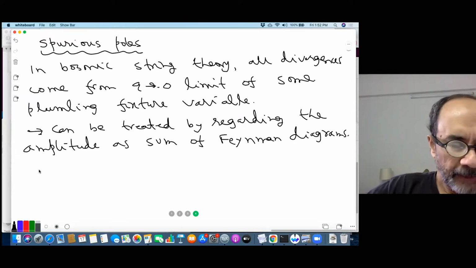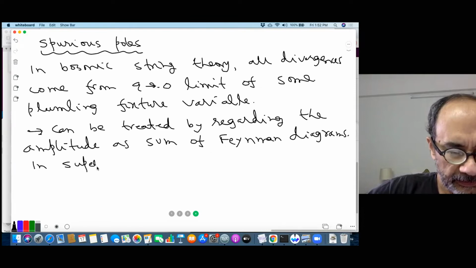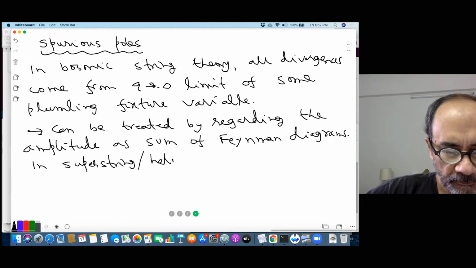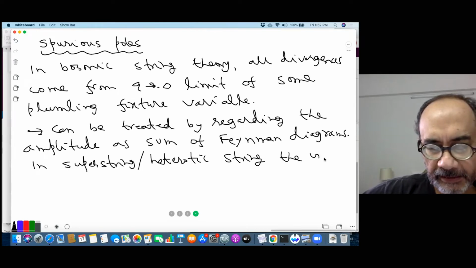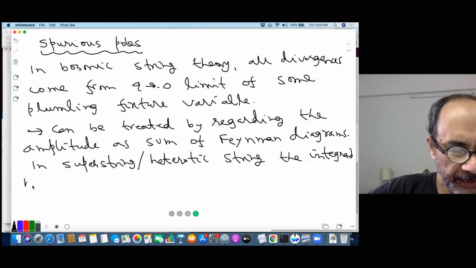But what happens in superstring or heterotic string? The integrand has additional poles.